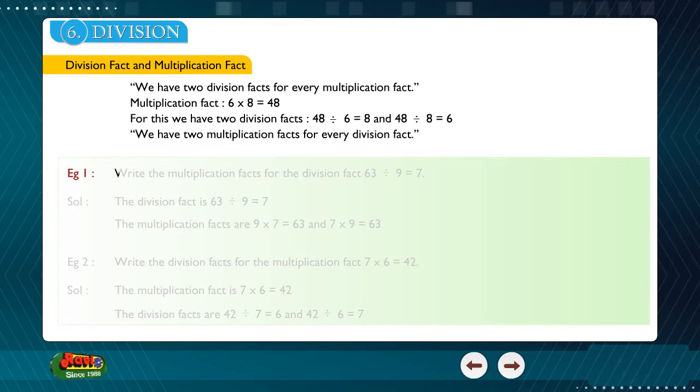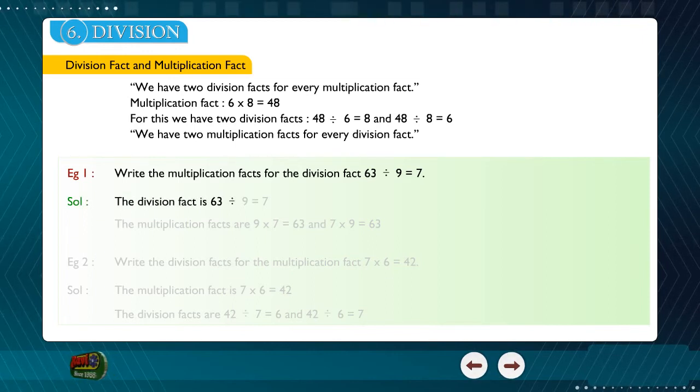Example 1. Write the multiplication facts for the division fact 63 divided by 9 is equal to 7. Solution. The division fact is 63 divided by 9 is equal to 7. The multiplication facts are 9 into 7 is equal to 63 and 7 into 9 is equal to 63.